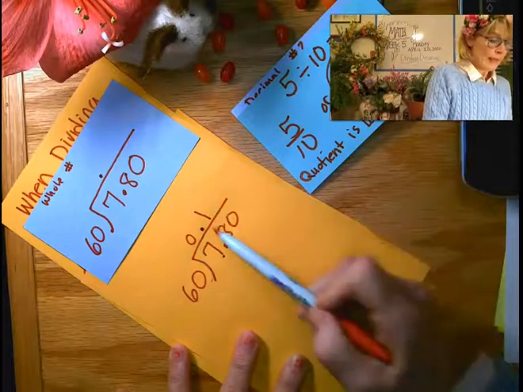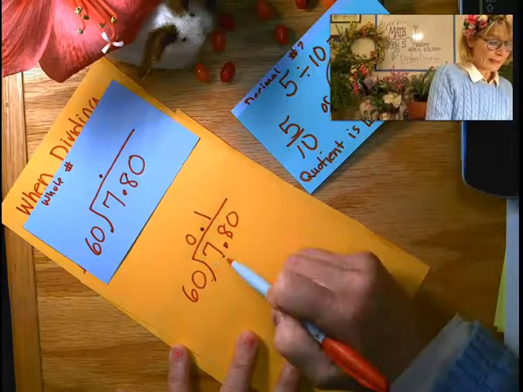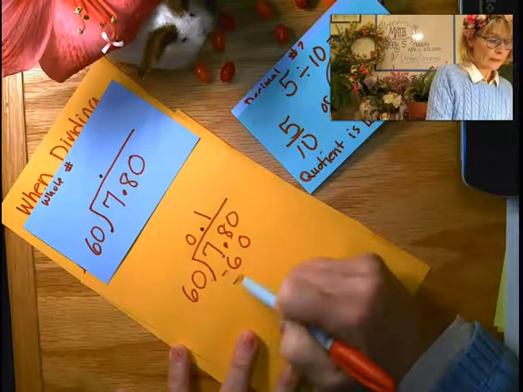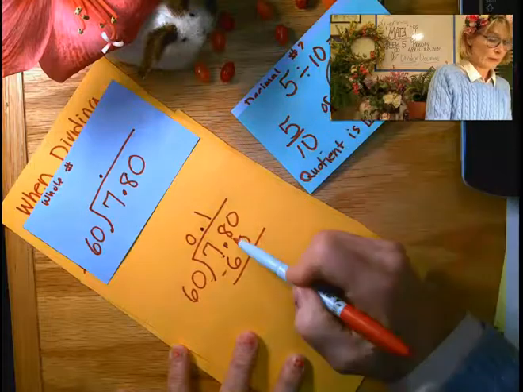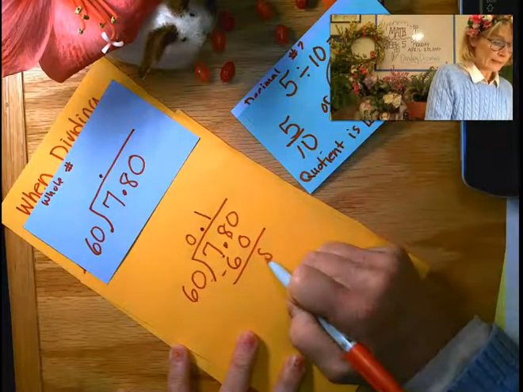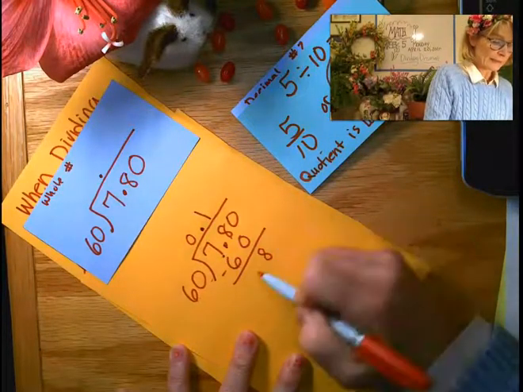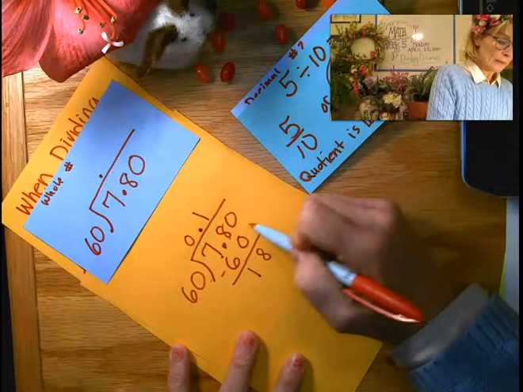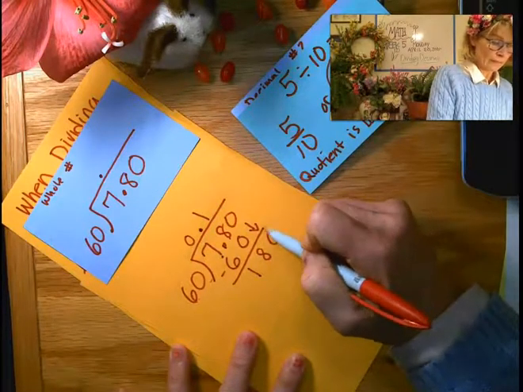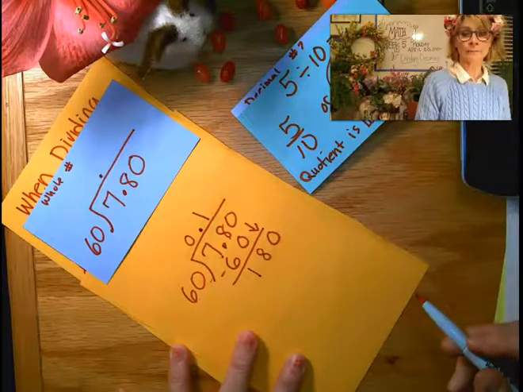I'm going to multiply now 1 times 60, and I get 60. And then I'm ready to subtract. 8 minus 0 is 8, and 7 minus 6 is 1. Now I'm going to bring down my 0. I lost a digit there, and I have 180.